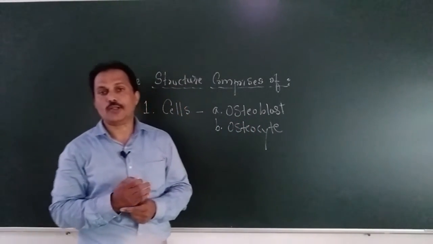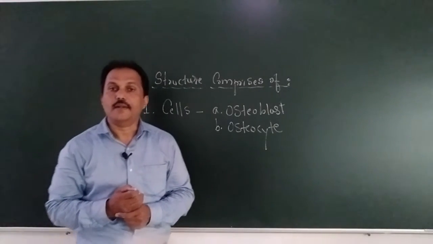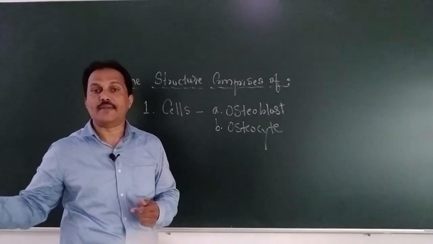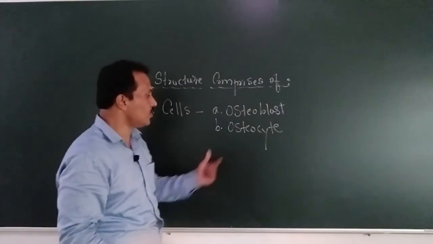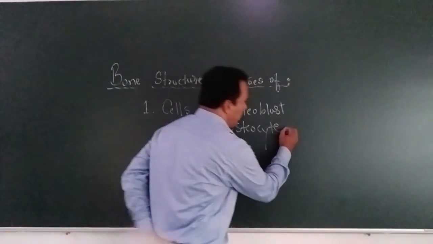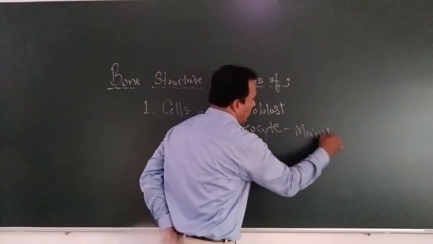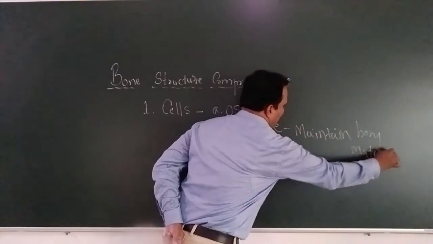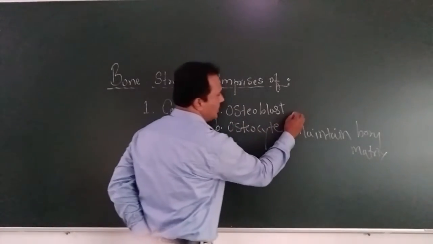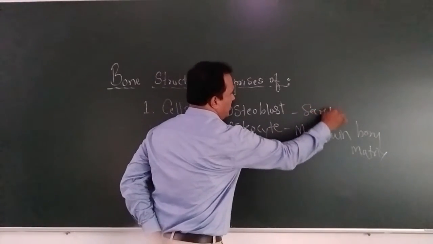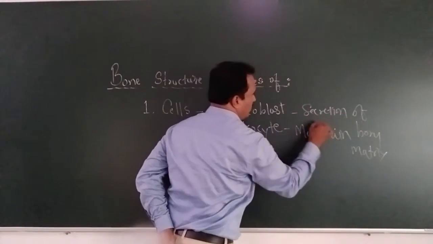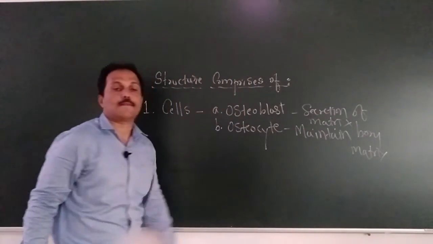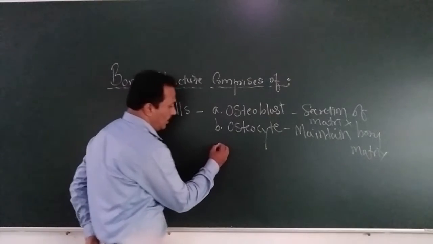What is the function of osteocyte? To maintain the bony matrix. Hardest bony matrix maintenance is the main function of the osteocyte, to maintain the bony matrix, that is the main function. And the function of osteoblast is secretion of matrix substance.